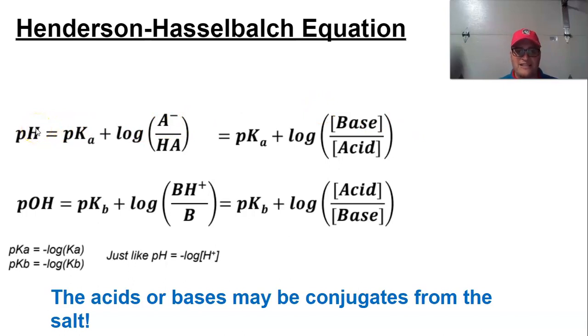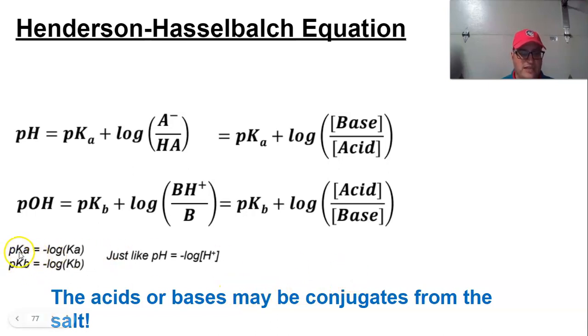A couple different ways you can see these, right? For pH, you've got the pKa, base over the acid. For pOH, you're using the pKb, and it's acid over base. You could do it this way, generally not needed. Sometimes it's easier to determine what these values are and plug them in that way. The acids or bases may be conjugates from the salt itself.